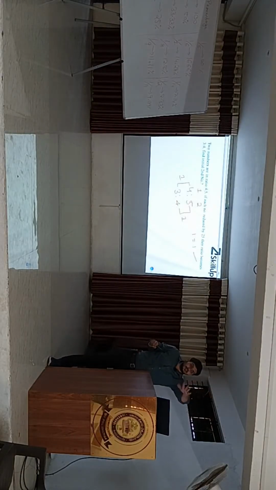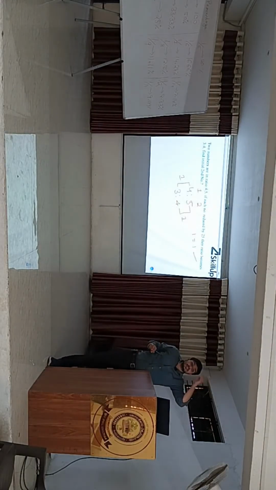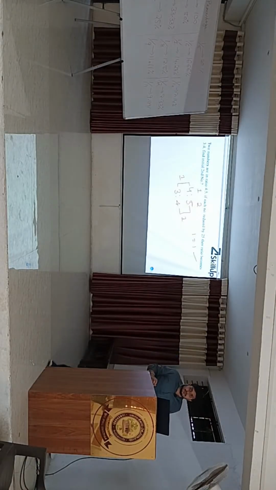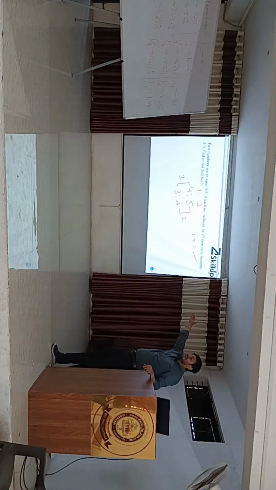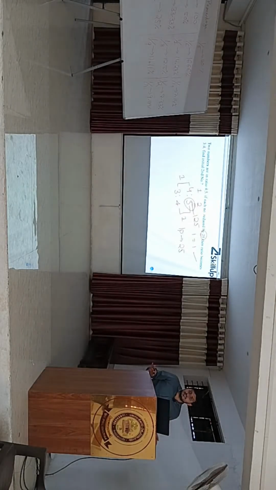What is the one number common in the question? How much are you reducing? 25. Both the numbers you are reducing by 25. One part equals 25. 5 parts means how much? 125. That is your answer.